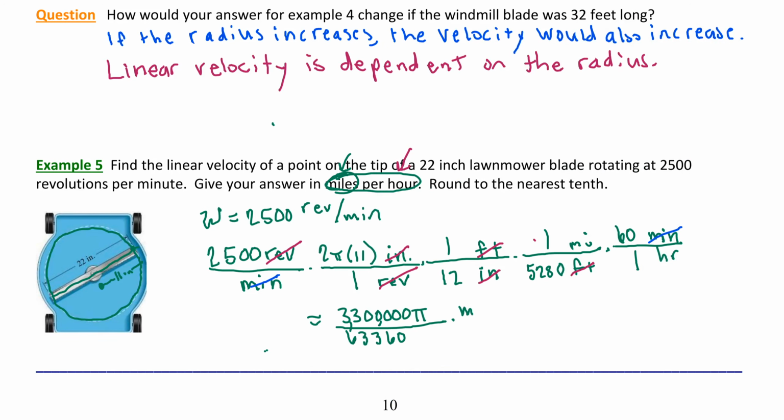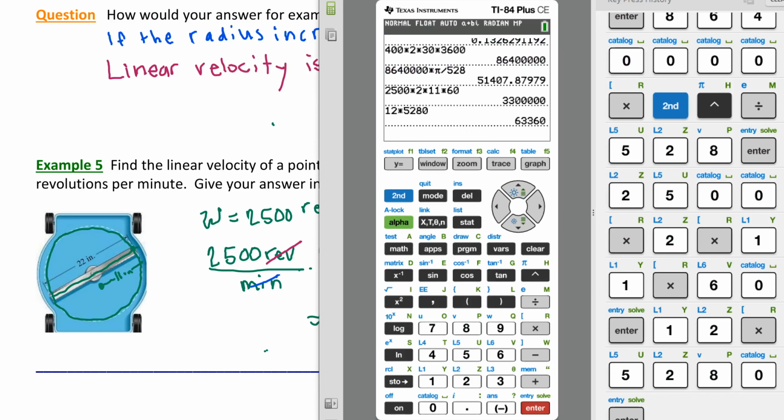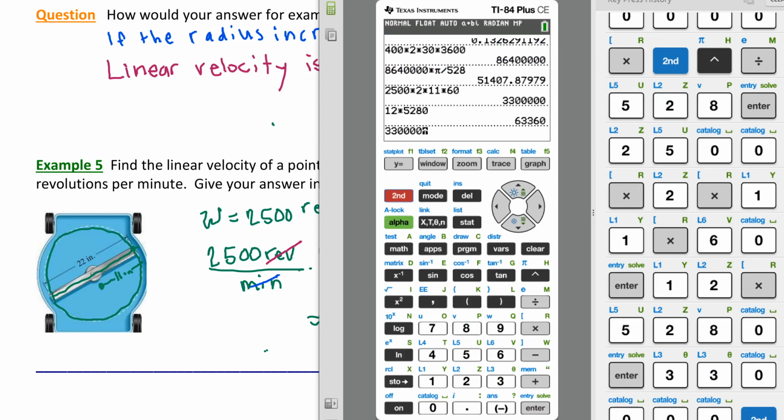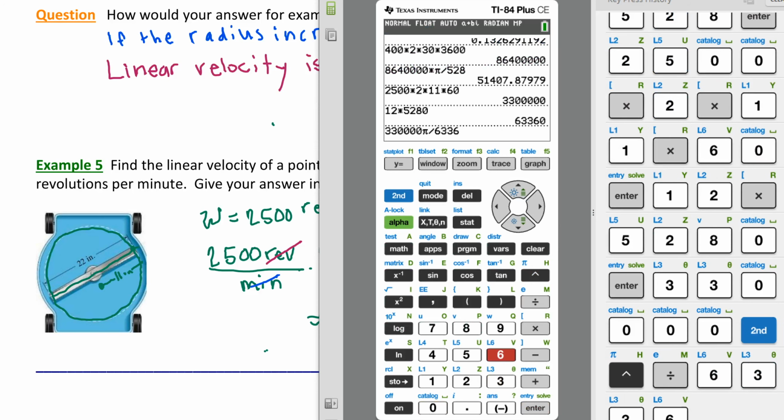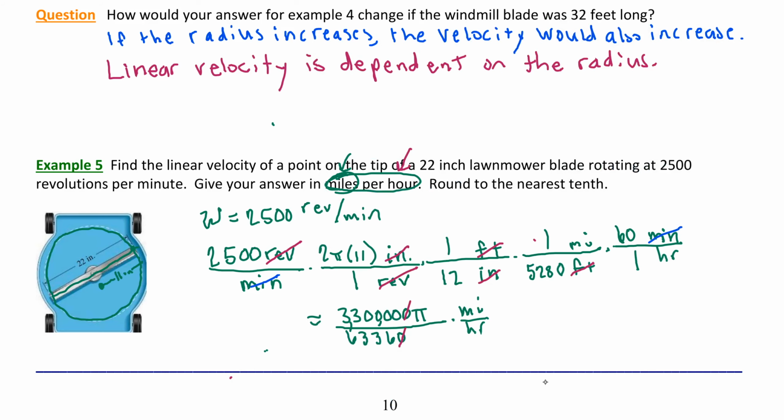And our units, remember, are miles per hour. I'm going to go ahead and mark out one factor of 10. Then we simply need to evaluate 33 with 1, 2, 3, 4 zeros times pi divided by 6,336. And we end up with 163 to the nearest tenth. That would be 0.6, 163.6. And that is miles per hour. So if a ladybug is riding on the lawnmower blade, still going for a pretty good ride.